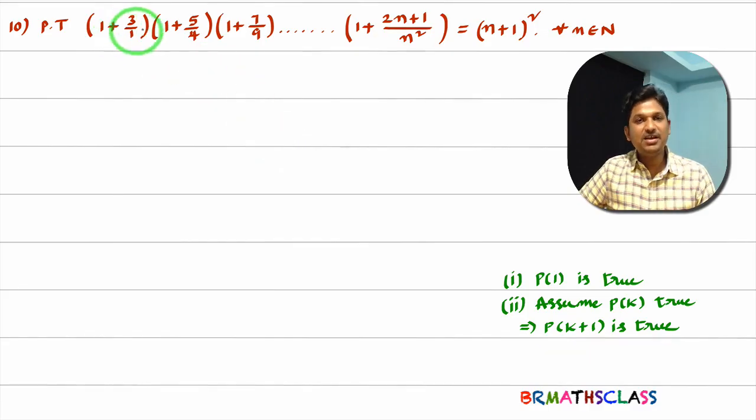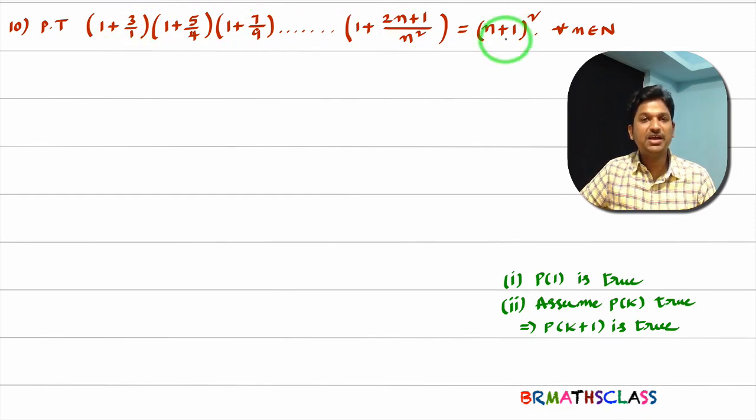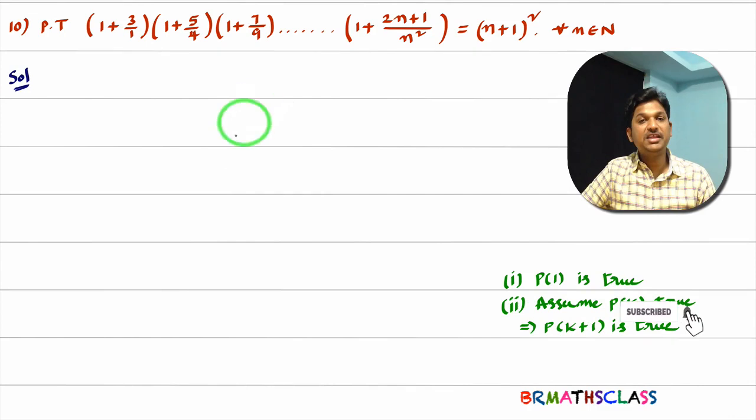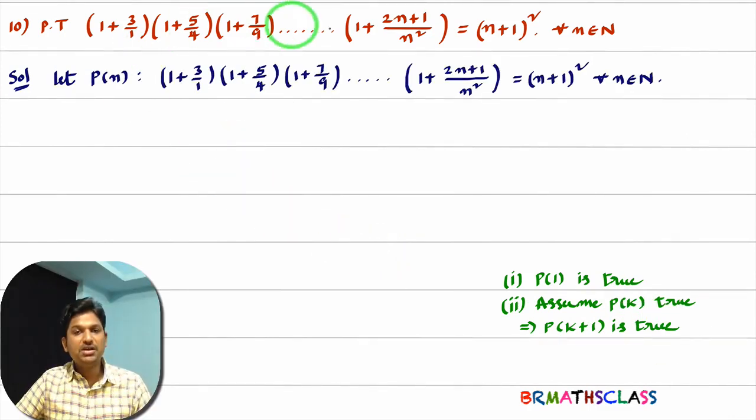You see this statement, we need to prove this statement by using principle of mathematical induction. To prove any statement by using principle of mathematical induction, we need to prove 2 things. First, we will prove P of 1 is true, and second, by assuming P of k is true, we will prove that P of k plus 1 is true. Whatever the statement they given, I'll consider that statement as P of n. You observe here, given statement I considered as P of n.